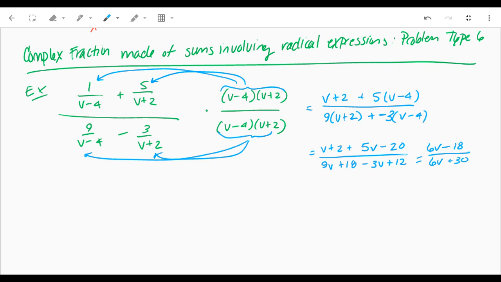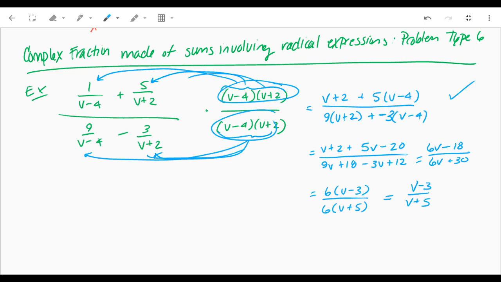Okay, so again, figure out your lowest common denominator and distribute. That will result in us clearing our fractions. Okay, we'll expand what's left. And then our last step is to factor if we can. Both the numerator and the denominator have GCF of 6. So 6 times v minus 3 over 6 times v plus 5. And those 6's cancel out, so we have v minus 3 over v plus 5.